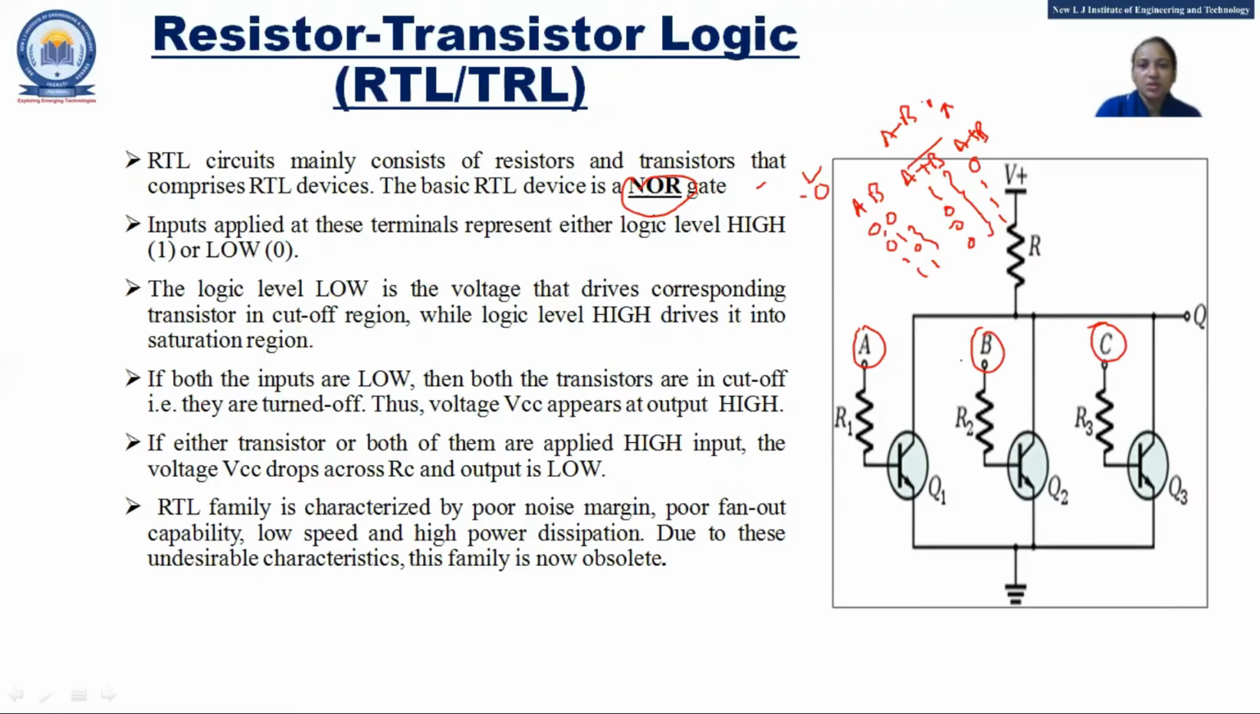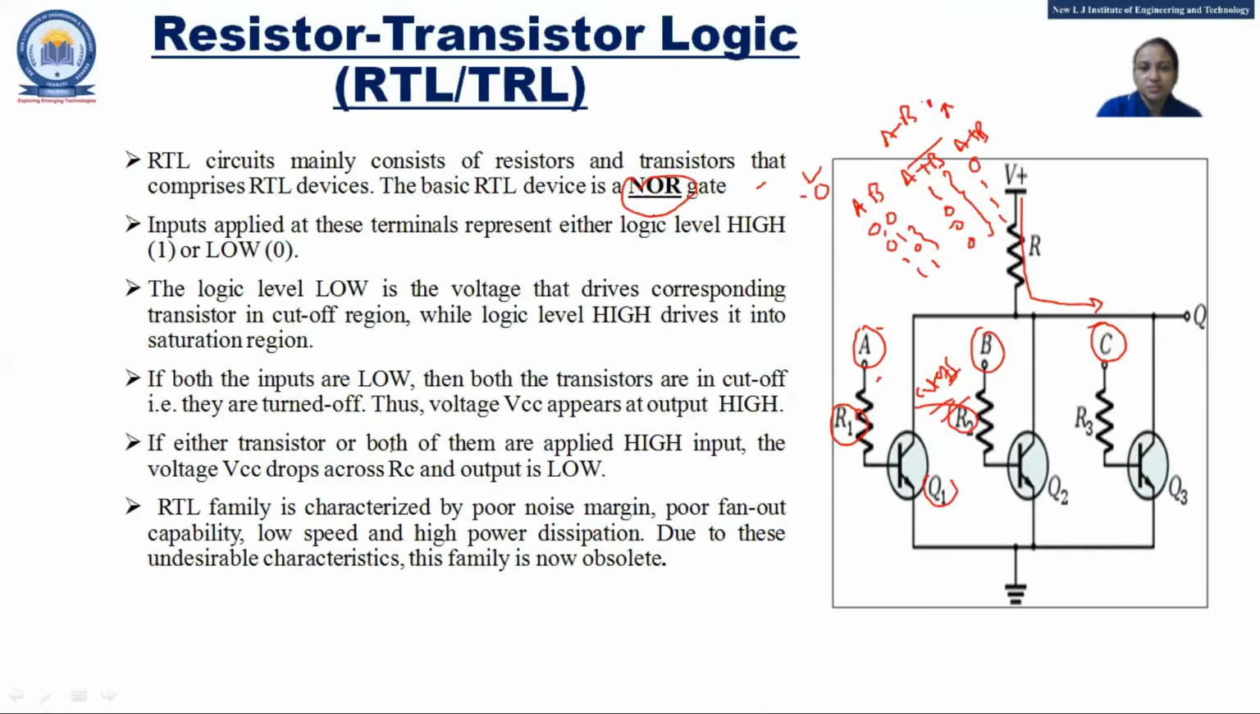Now if all the inputs are 0, that means all these Q1, Q2 transistors are in the cutoff region. That means they are open circuit. So whatever power we supply through our resistor appears at the output Q. So logic 1 will be the output when all the inputs are 0.